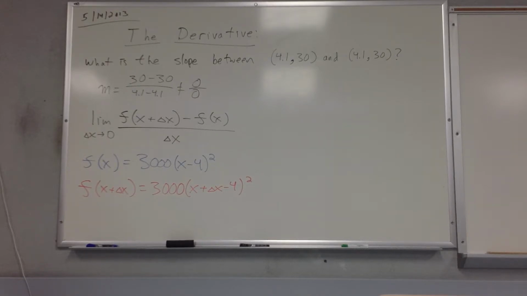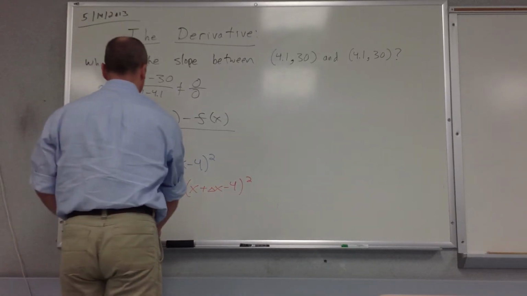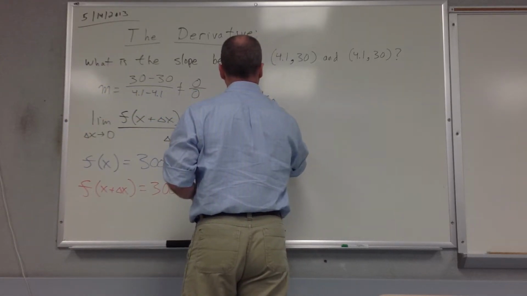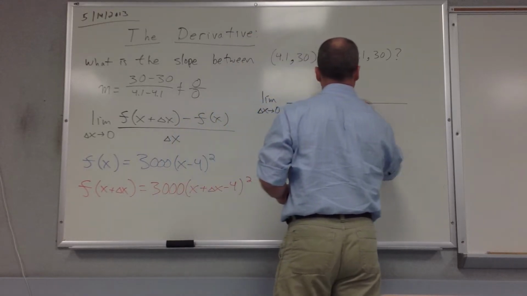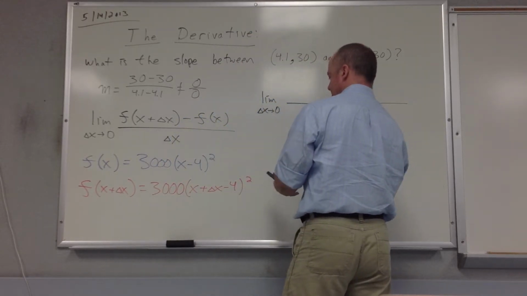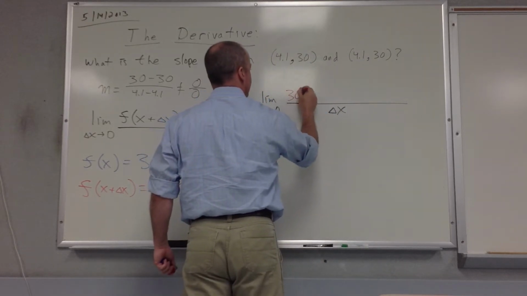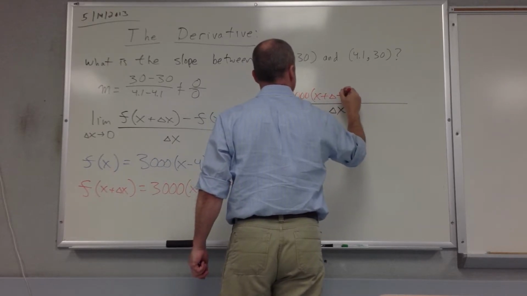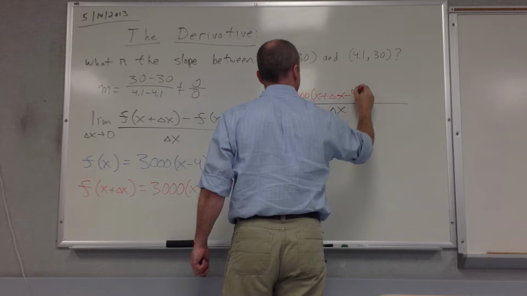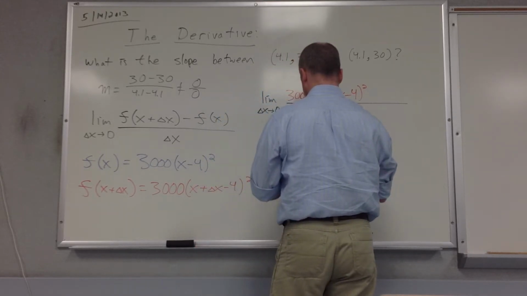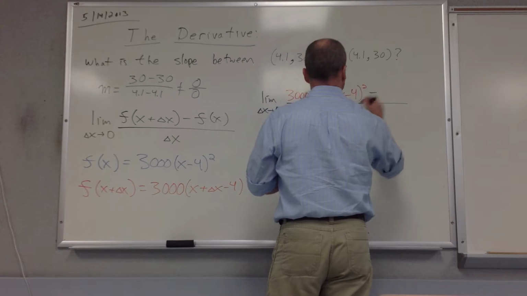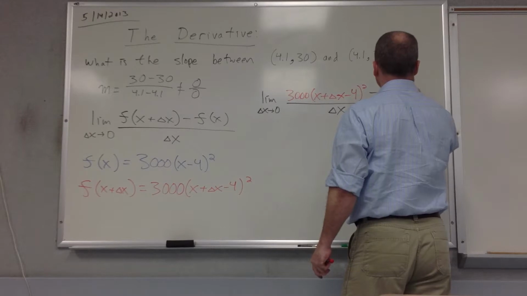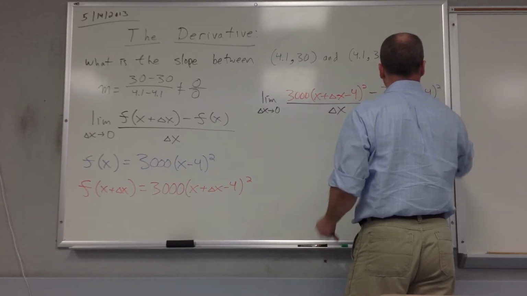So it seems like what we were actually doing was finding the limit as delta x approaches 0 of, on the bottom, our delta x. On the top, we have 3,000 times (x plus delta x minus 4) squared, minus 3,000 times (x minus 4) squared.